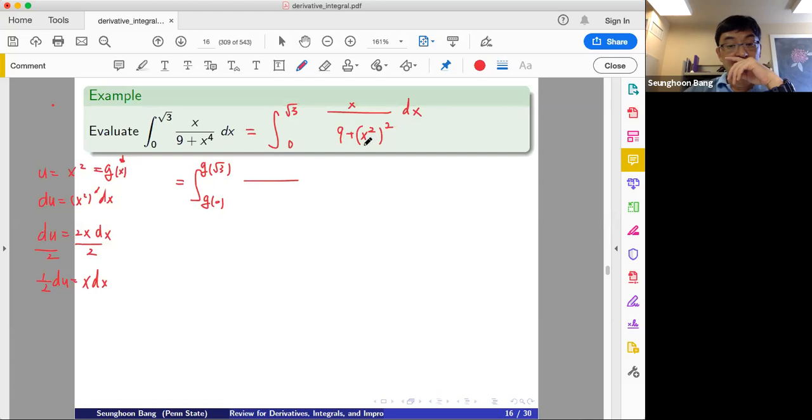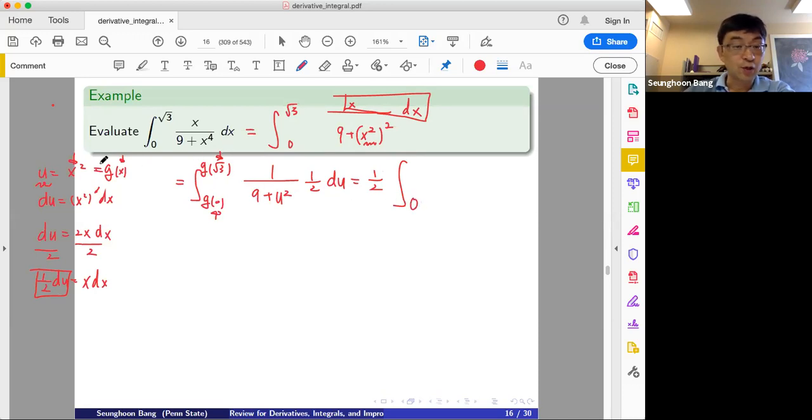So what's the bottom one? x to the 4 becomes u squared, so we have 9 plus u squared. Here, x dx is 1 over 2 du. You can take the 1 over 2 outside the integral. Plug 0 into here: 0 squared is 0. Plug root 3 into here: root 3 squared is 3. So we have 1 over 9, which is 3 squared, plus u squared, du.